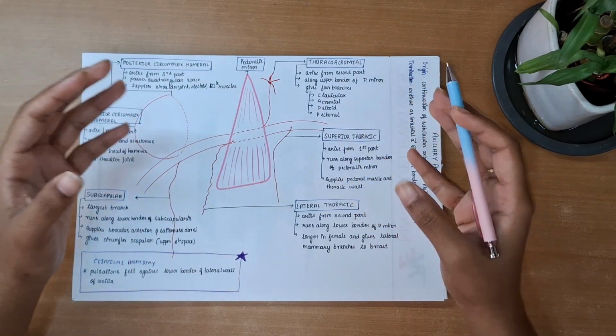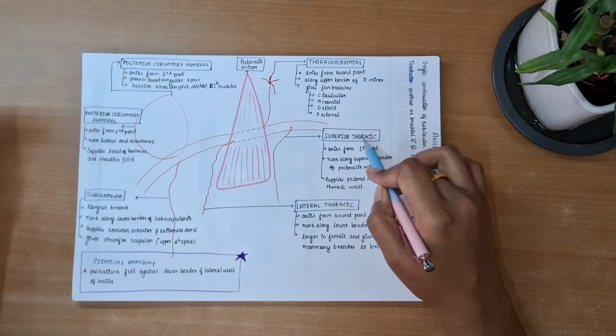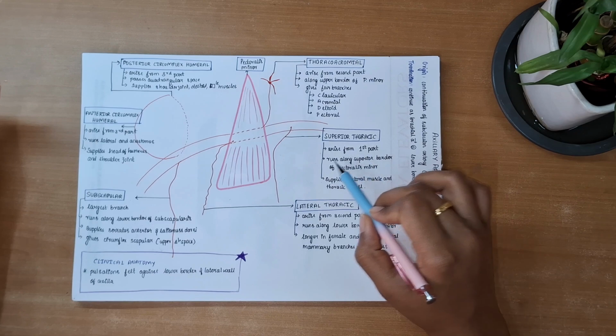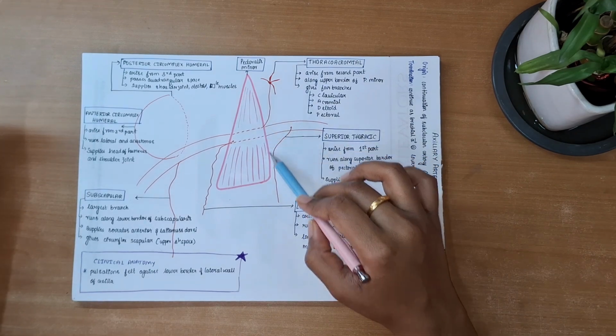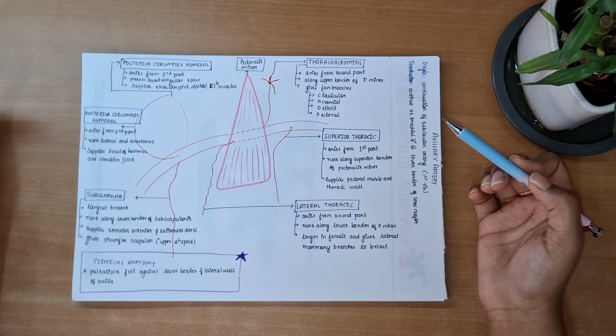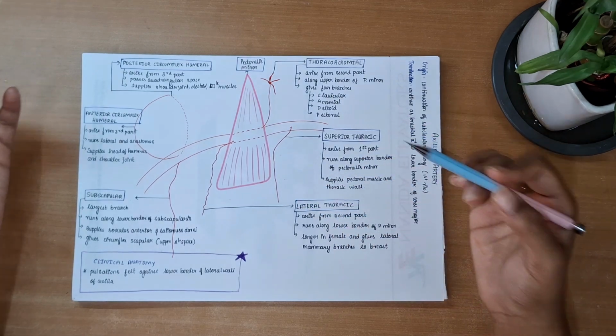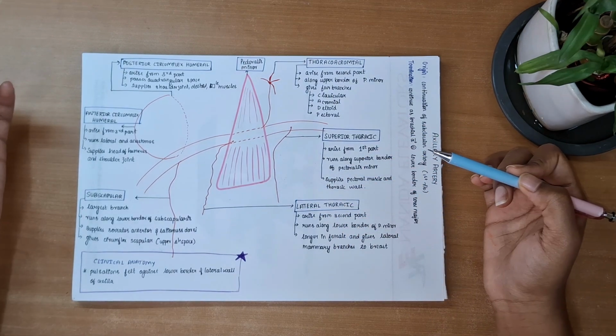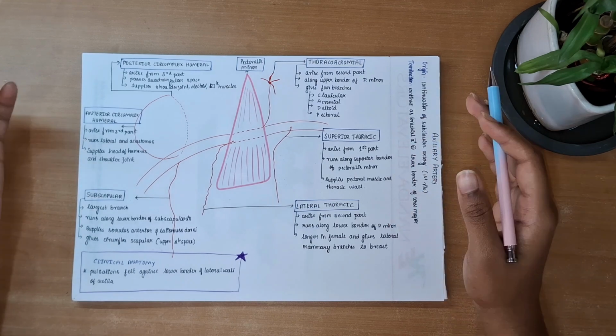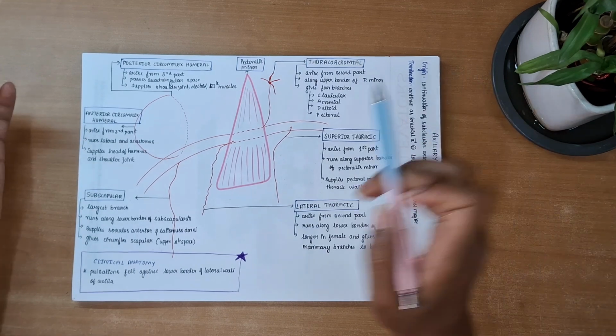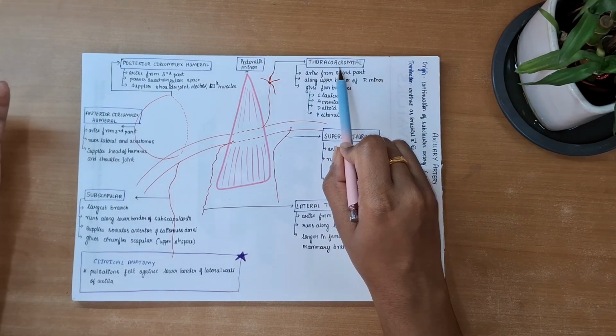The first part gives a branch called the superior thoracic artery. It runs along the superior border of the pectoralis minor muscle. This artery is going to supply the pectoral muscles and thoracic wall. The second part gives two branches. The first one is thoracoacromial artery.